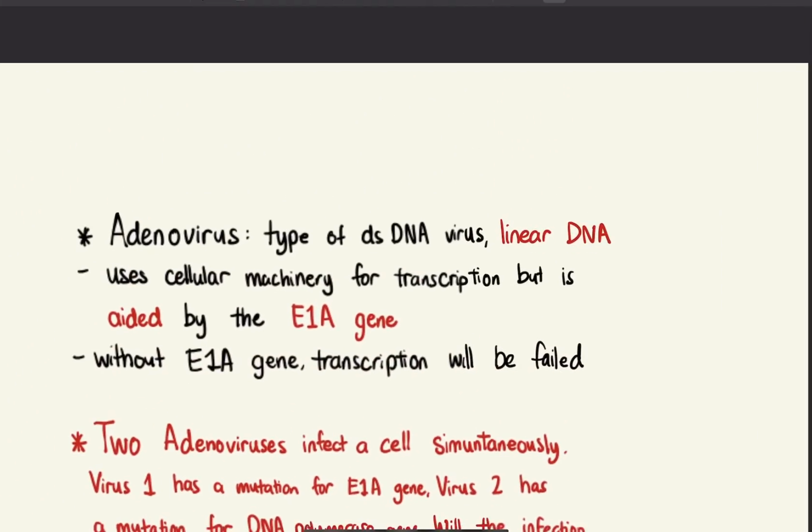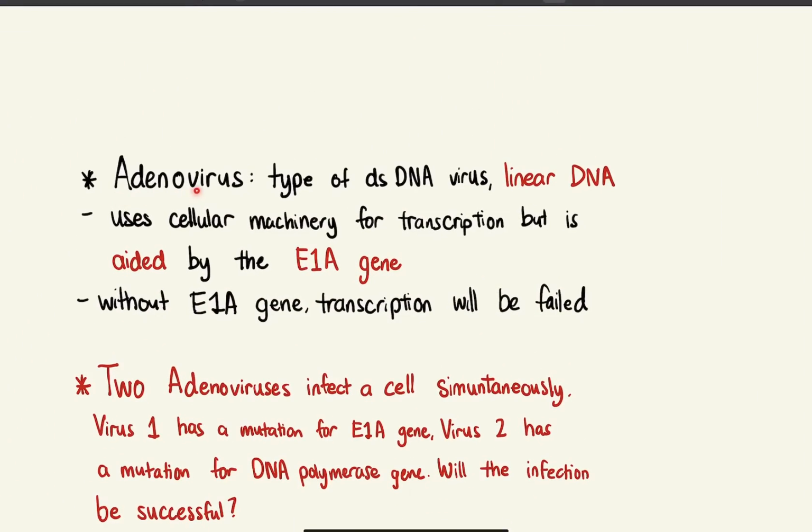So here's one example of a double-stranded DNA virus, the adenovirus. The adenovirus is a type of double-stranded DNA virus that has linear DNA. But the entire point I'm bringing this up is because of the E1A gene. The E1A gene is required for transcription to happen. And if it doesn't have the E1A gene, transcription will fail.